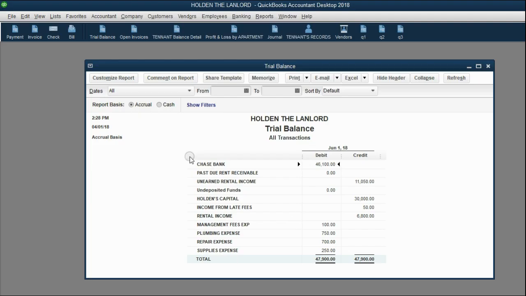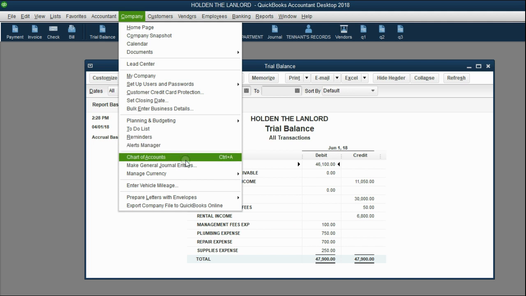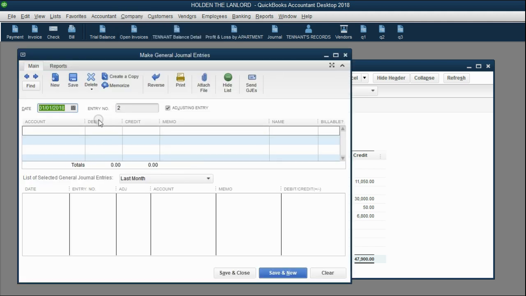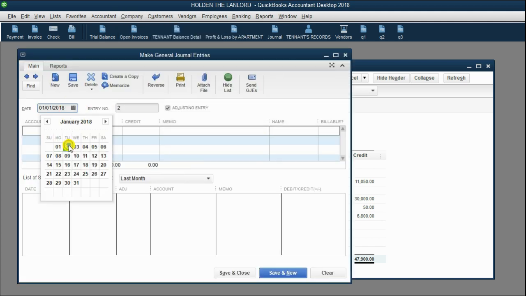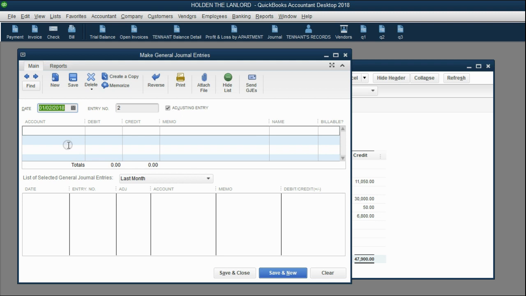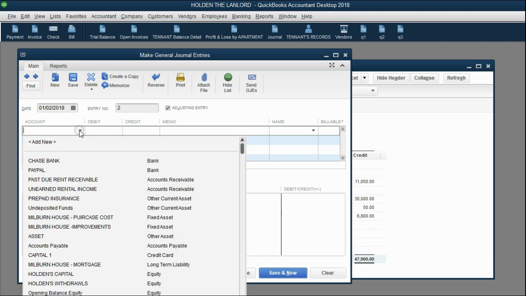Well, in order to get your books and records to reflect the balance of the mortgage, you would click Company, make General Journal Entry, put the date that the money actually came into the bank account from the mortgage company, click directly under the word account, and then click the arrow.